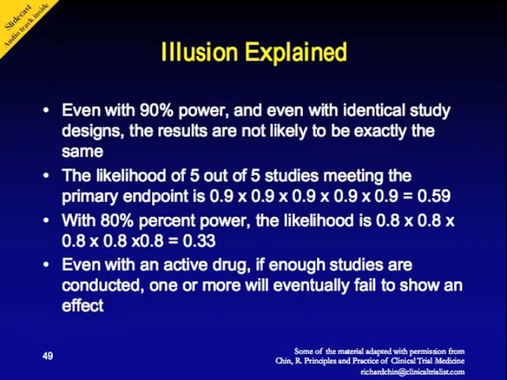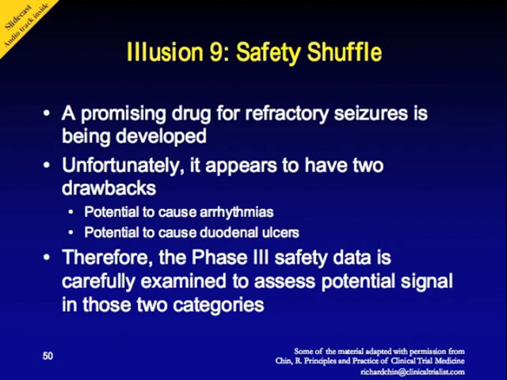Well, even if you have an active drug, and even if you design a study well, if you have 90% power or something less than 100% power, if you do enough studies, then sooner or later one of the studies will fail. So for example, if you have 90% power and you do 5 studies, the likelihood that all 5 studies will meet the primary endpoint, even if your drug is active, is only about 60%. If you're powered at 80%, the likelihood that all 5 studies will hit statistical significance, even if the drug is effective, is only 1 in 5.